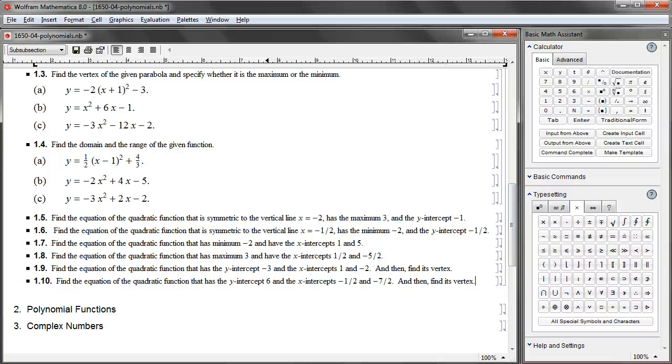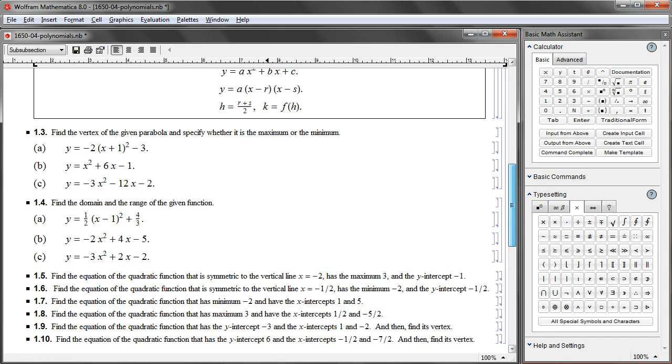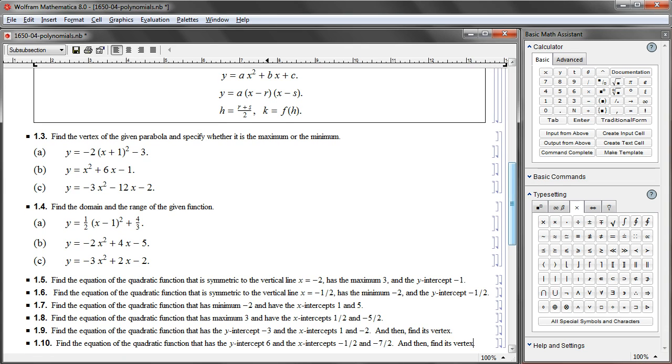How about the last one here? Find an equation of the quadratic function given the y-intercept and x-intercepts. Again, this is going to be an intercept problem. Intercept form, r and s values are -1/2 and -7/2. And a is unknown, and you can find the a value because the y-intercept is 6. Plug in x equals 0 and y value 6 in that equation. Again, you can find out what a is.